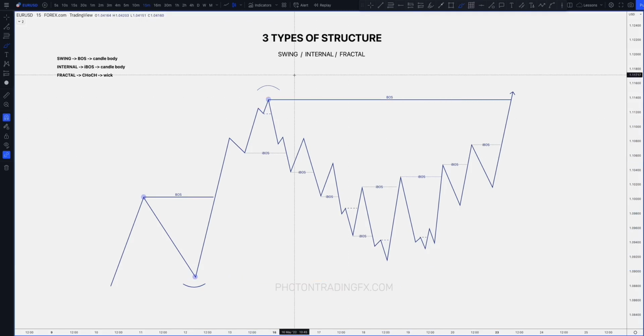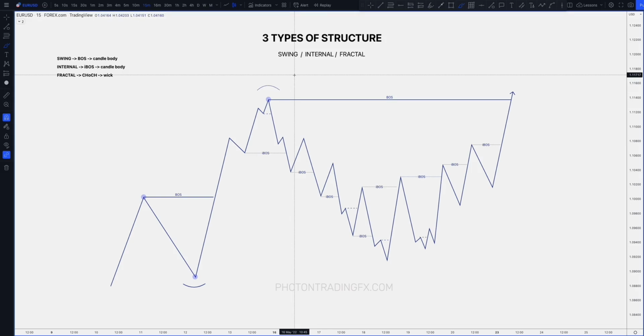Now, whilst that still remains true and is still the way we will define it, we're just breaking up that internal structure now into two separate pieces of structure with two different names, okay? Just because it makes a lot more sense to do this, and you'll see why as we go through it. So swing structure is exactly the same. Now that internal structure, we are going to have two types, like I said. One we're still going to call internal, and one we're simply going to refer to as fractal, okay?